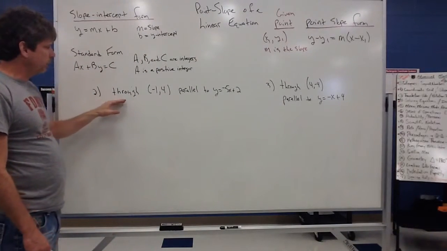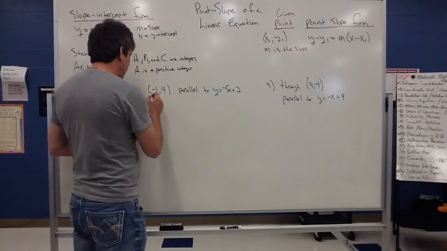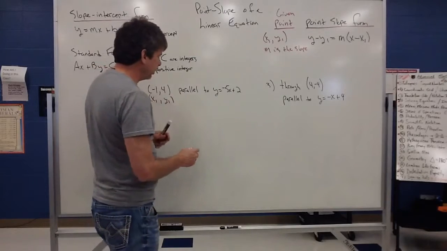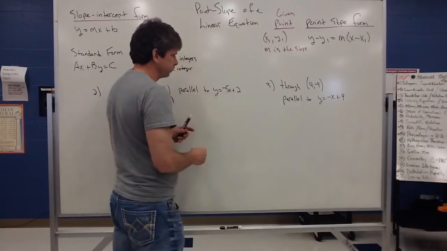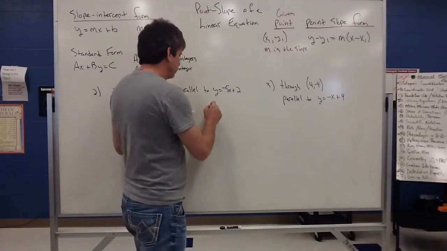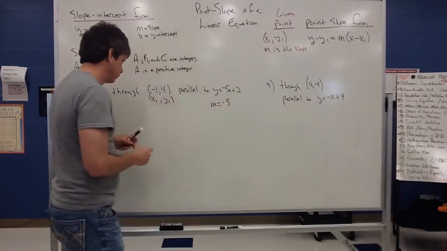So they give us the point that it passes through. Again, this is going to be my x1 and my y1. And it's parallel to this line here. Since it's parallel to this line, we know the slopes have to be the same. So the slope of my line is also going to be a -5.